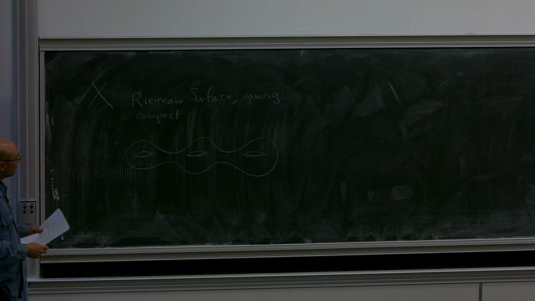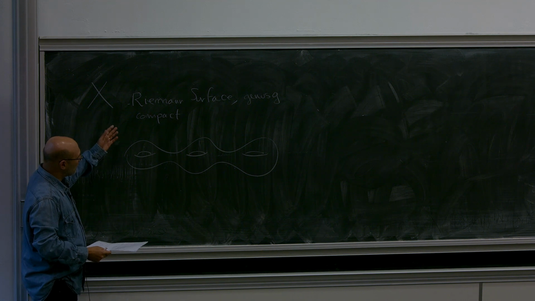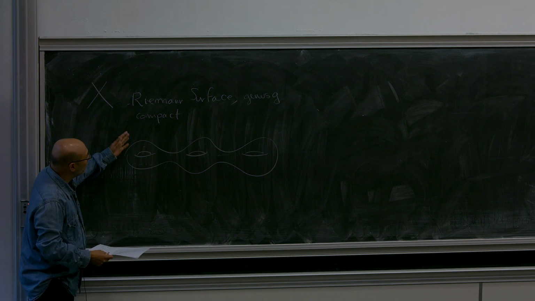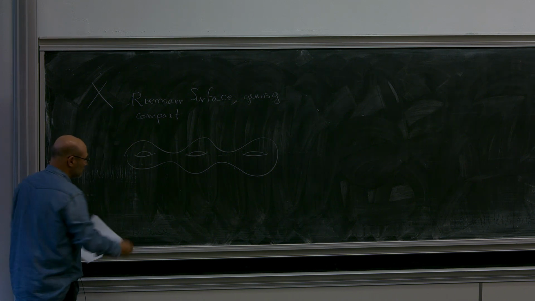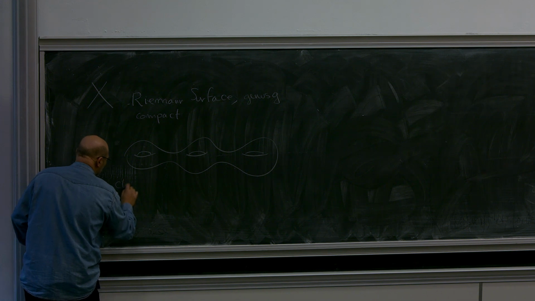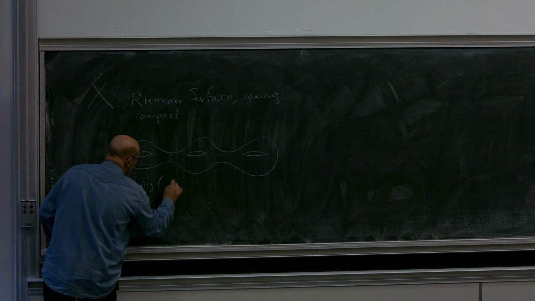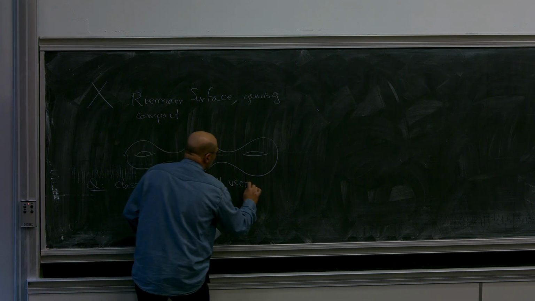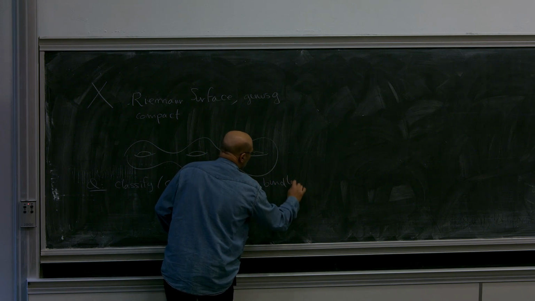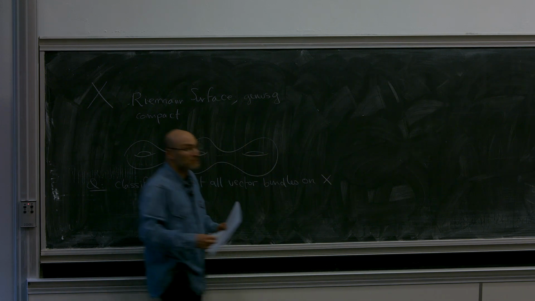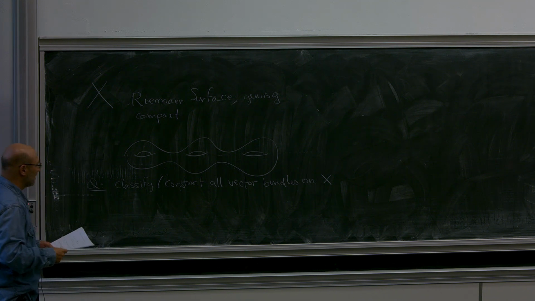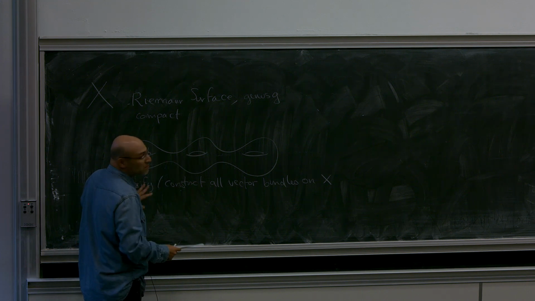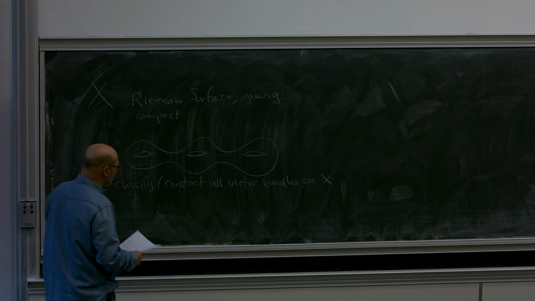So the stupid question is, how can I classify or construct all vector bundles on this Riemann surface? So question: classify or construct all vector bundles on X, and here I mean up to isomorphism. Okay, so anybody who's worked on Riemann surfaces will know this to be a very naive question.